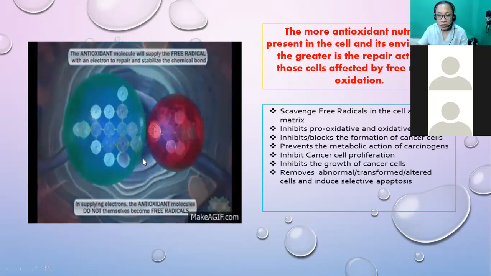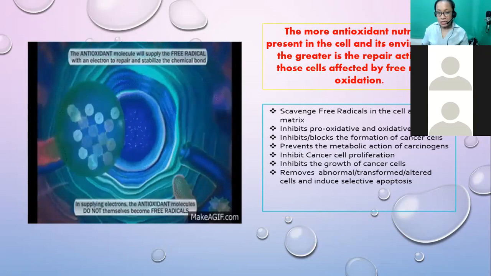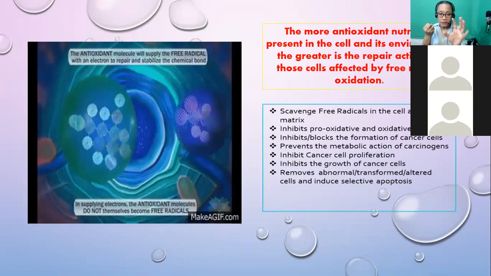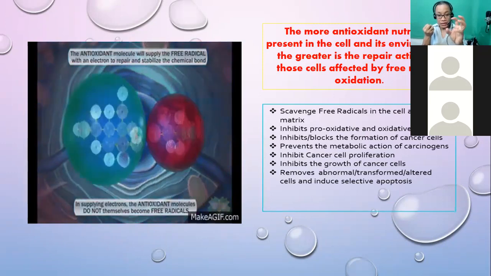So here in the illustration, as you can see, the red is the free radical, the green is your antioxidant. The antioxidant contains a lot of electrons that it can donate to your free radicals, because free radicals are electron grabbers. Kinukuha nila yung electron sa normal cells, kaya si normal cell nagiging deficient ng electron. Nagiging free radical din siya.